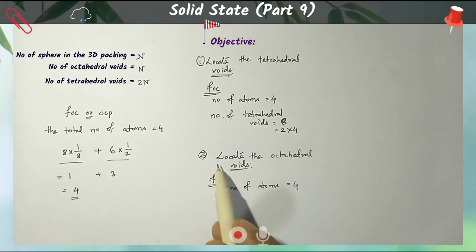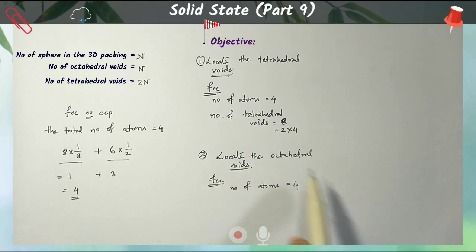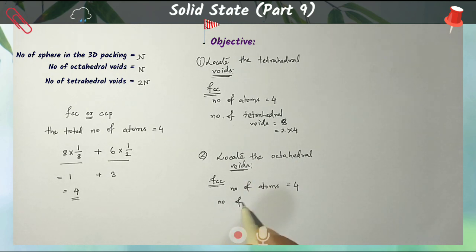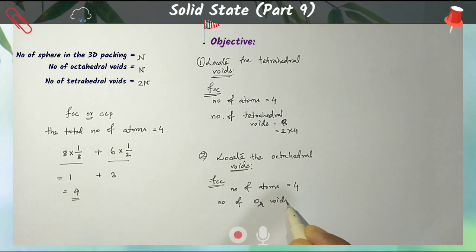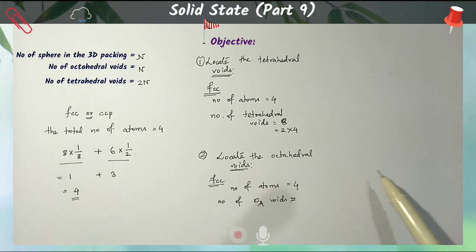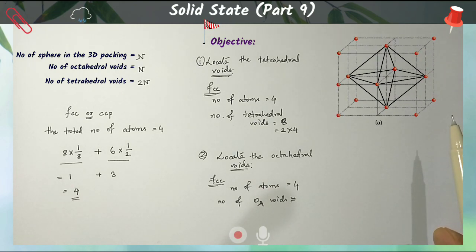So first we have to locate. We have to find out where the octahedral voids are actually present, and then we have to calculate the number of octahedral voids. So first we find out where it is present, and then the number of it. Let us again represent this FCC as shown in figure 2.